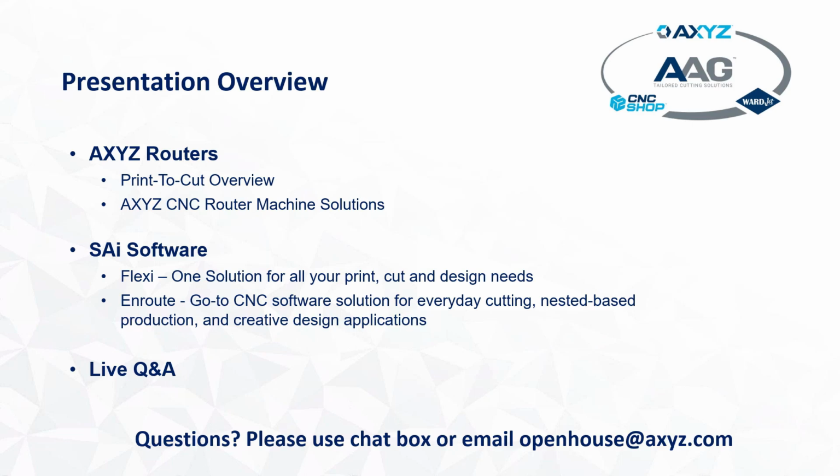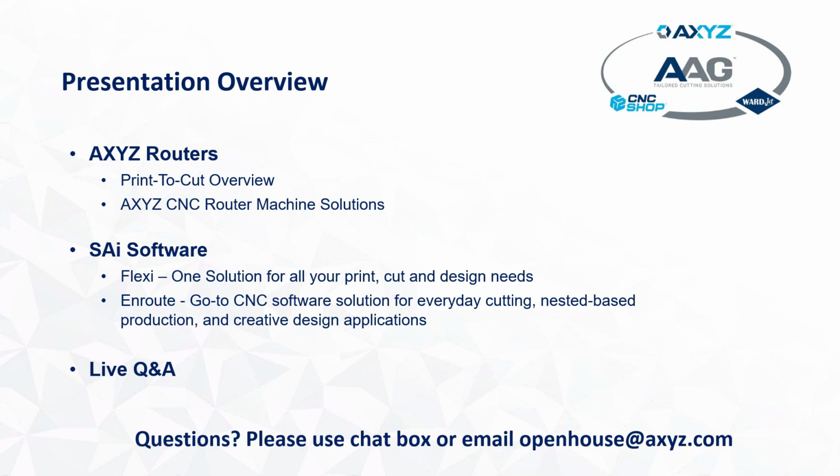Today's presentation is focused on print-to-cut, which is a process used primarily in the sign and graphics industry to represent the workflow of a customer. The process is typically represented by the application of a print onto flat sheet material, which will then be placed onto a CNC router or knife cutting machine to cut the individual printed parts. Our guest from SAI will demonstrate how SAI's Flexi and Enro software can be used to produce graphic files that could be sent to a printer or to a CNC machine.